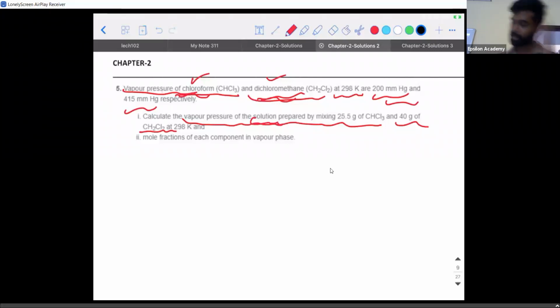Okay. So again, the same formulas. I think you're calculating is what I understand. I think it'll take a lot of calculation. I understand 25.5, 40, a lot of calculations involved. Anyways, we'll see how to do it.